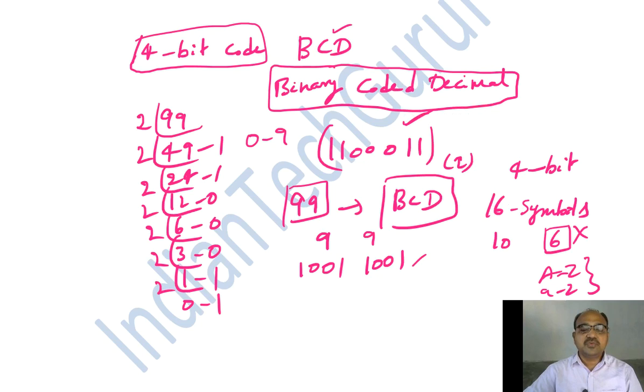Then what about the representation of other letters as well as special symbols? For that purpose, ASCII code has been derived. ASCII code initially occupies 7 bits. It is a 7-bit code. So how many symbols are possible? 2 power 7 symbols are possible in case of ASCII code.